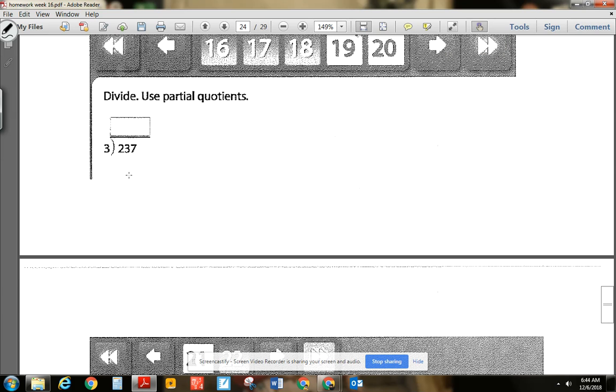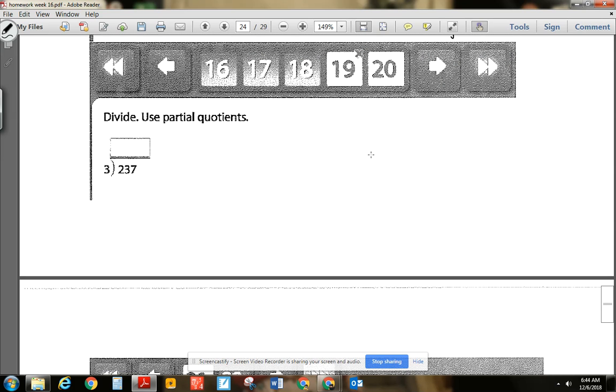All right, we're going to do 237 divided by 3, but we're going to do partial quotients. So we're going to set our problem up, but instead of doing it the standard way, we're going to do it in parts. And remember, partial means parts, and quotients is the answer to a division problem. So let's set it up. 237 divided by 3. I always like to bring this down. It really helps me with my place value.